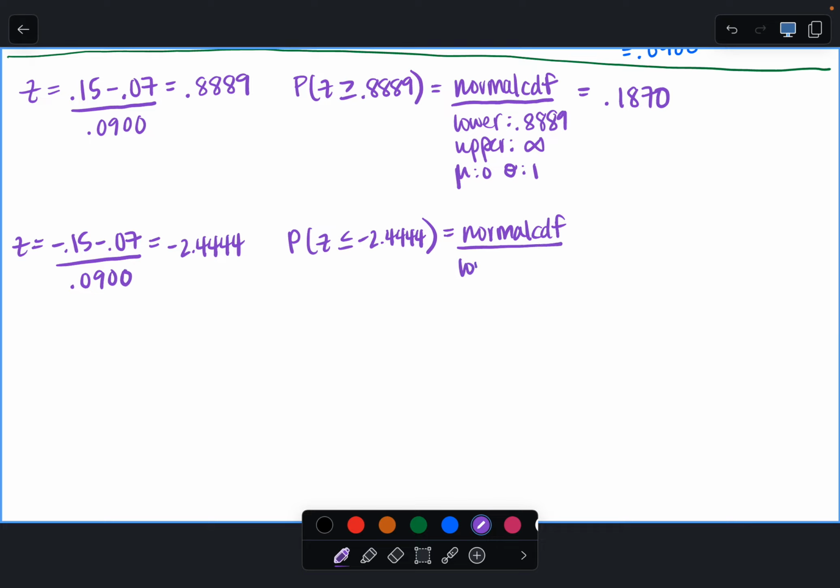Normal CDF, lower this time is going to be negative infinity. Upper is going to be your z-score value, negative 2.4444. And then mean of 0, standard deviation of 1. And this gives us a probability, a smaller probability, because we have a larger z-score, or smaller z-score, if you want to think of it that way, of 0.0073. And so because they're just interested in the probability of this difference overall, we take these 2 things and we add them together. So 0.1943.